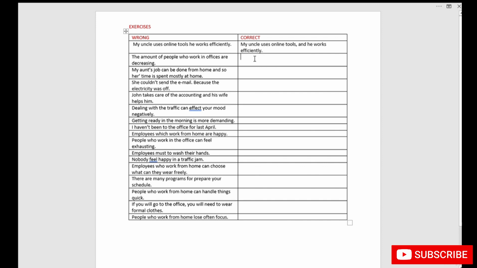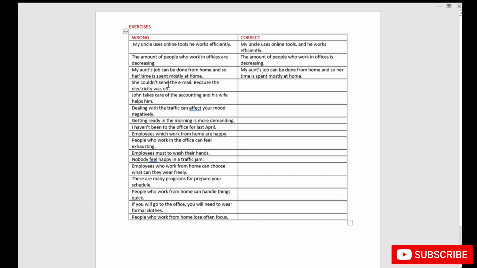Let's look at the second example. The amount of people who work in offices are decreasing. The correct version is, the amount of people who work in offices is decreasing. Next one. My aunt's job can be done from home, and so her, with an apostrophe, time is spent mostly at home. My aunt's job can be done from home, and so her time, without apostrophe after her, is spent mostly at home.